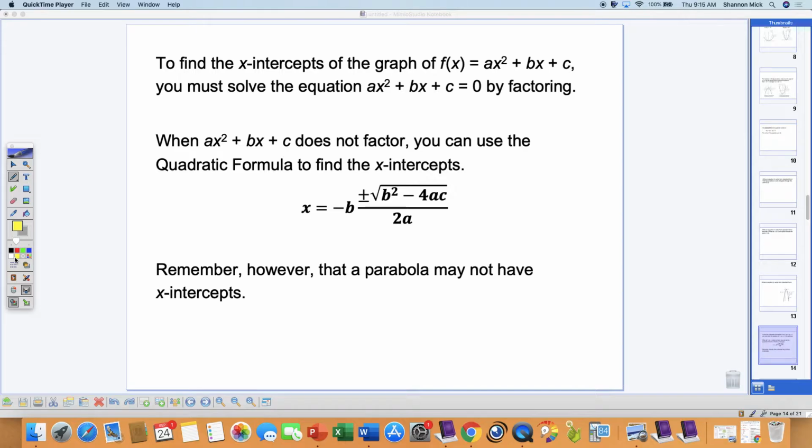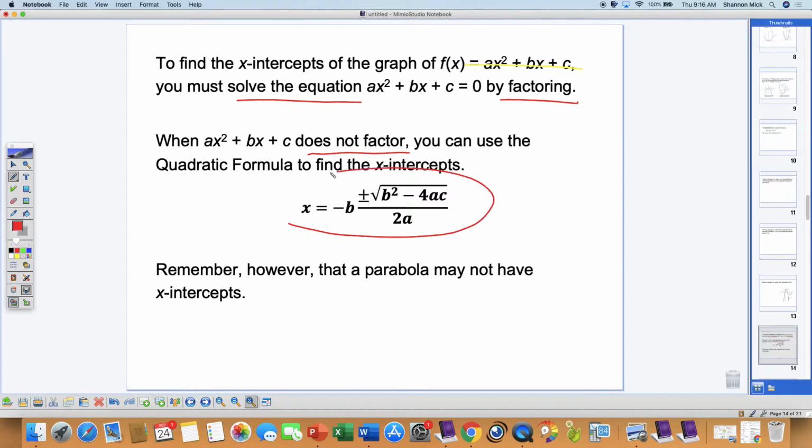Zeros, x-intercepts, and solutions means you set it equal to 0. This is a quadratic, yes? In a quadratic, you must solve by factoring every time. If you cannot factor, then you have to use the quadratic formula. I expect you to know it.